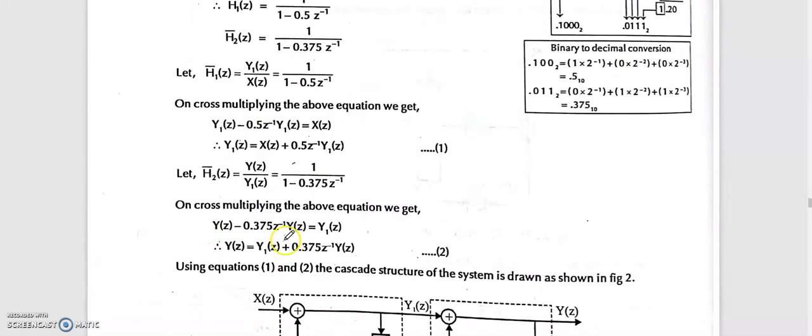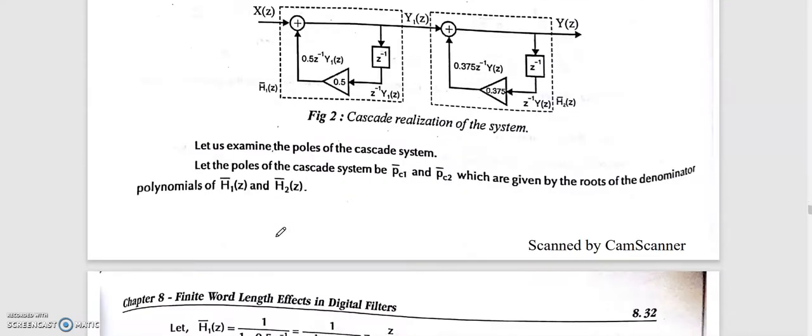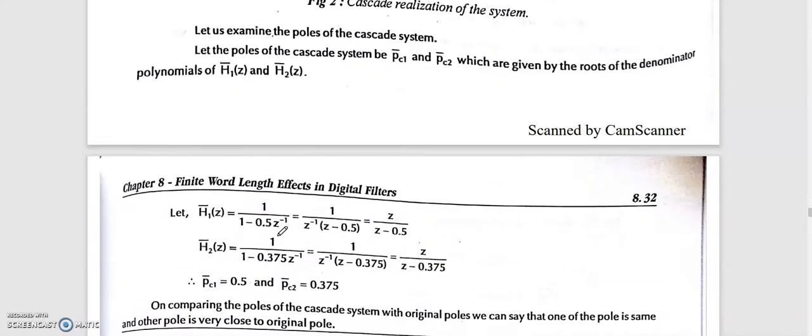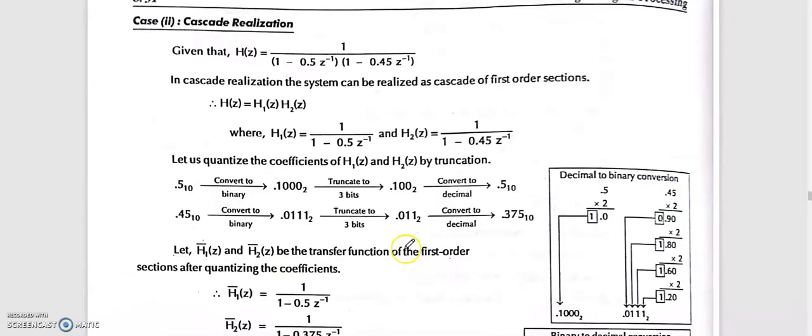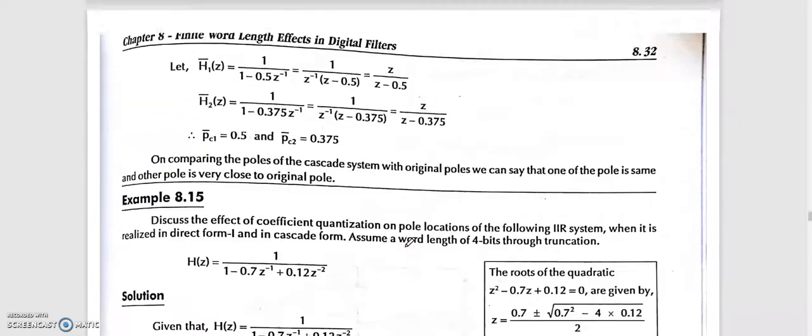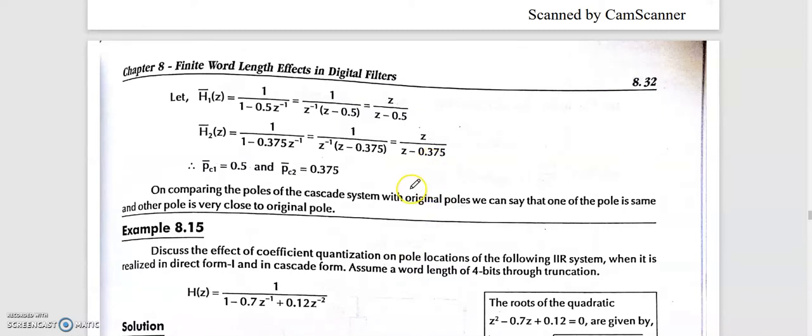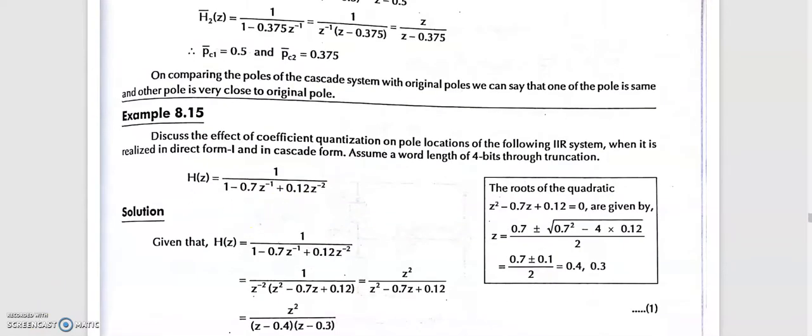We realize the structure and examine the poles of this equation. One of the poles is 0.5 and the other pole is 0.375, which has changed from the original pole. The original pole was 0.45, and in comparison it has become 0.375. So we studied the fact that one of the poles remains the same and the other pole is close to the original pole. I hope this clears the topic.